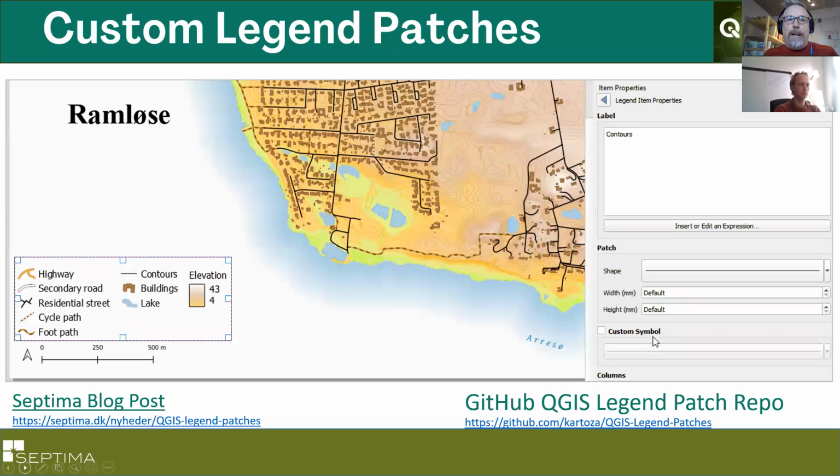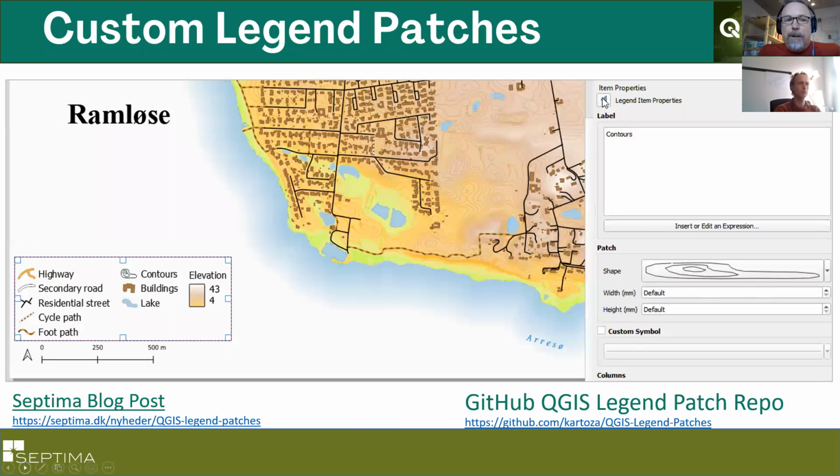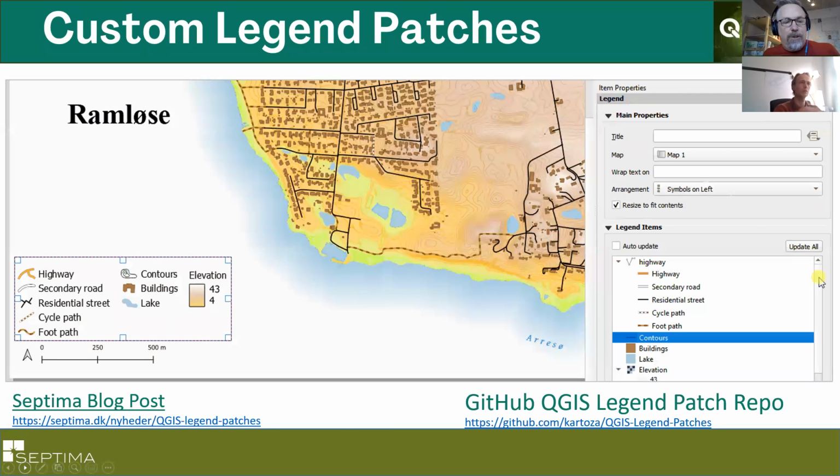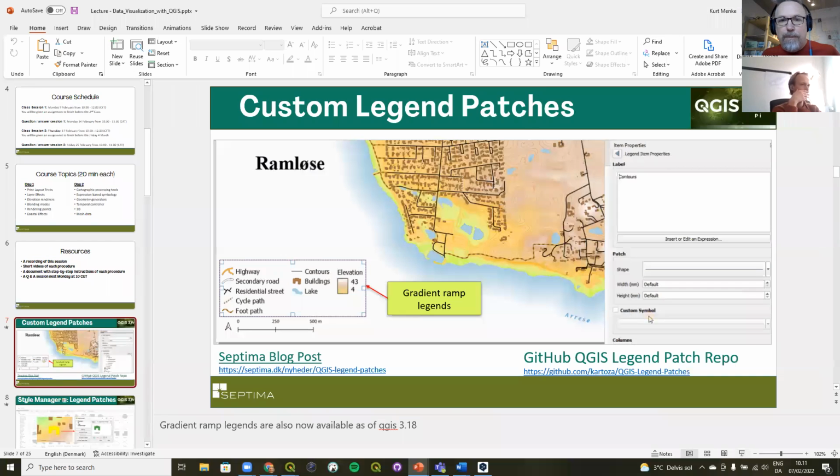So this morning, I'm going to start out looking at custom legend patches and some labeling tricks you can use in a print composer. So let's just get out of this and into QGIS.